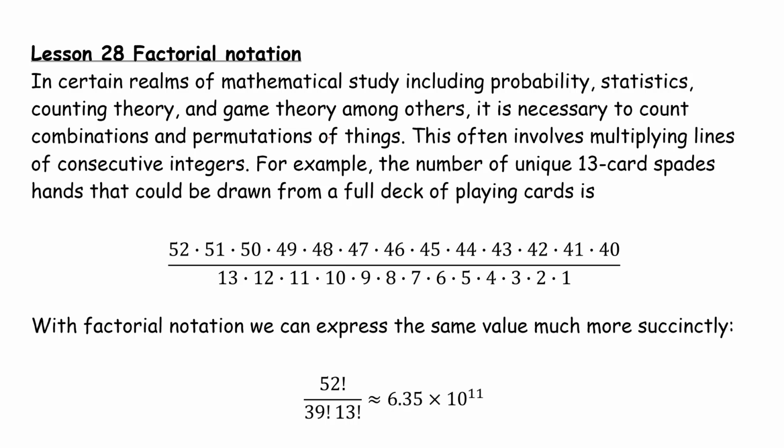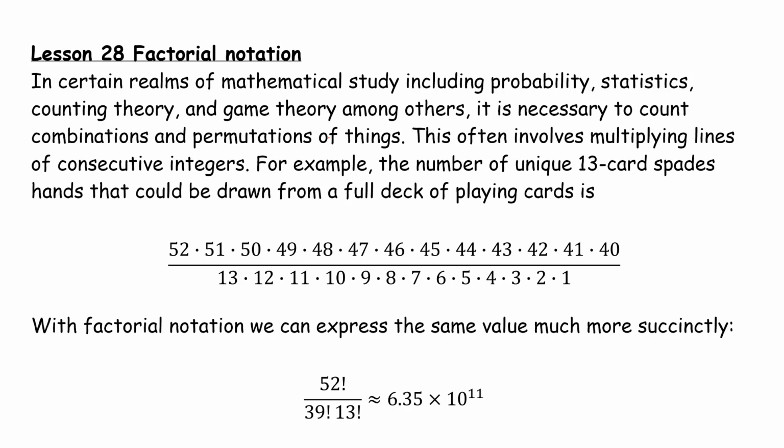So we're going to talk about factorial notation. In certain realms of mathematical study, including probability, statistics, counting theory, game theory, a lot of different kinds of math, it's necessary to count combinations and permutations of things. Like in probability and statistics, in order to figure out how likely something is to happen, you have to know how to count the number of ways it could possibly happen. And to do that, you have to multiply a lot of strings of consecutive factors together.